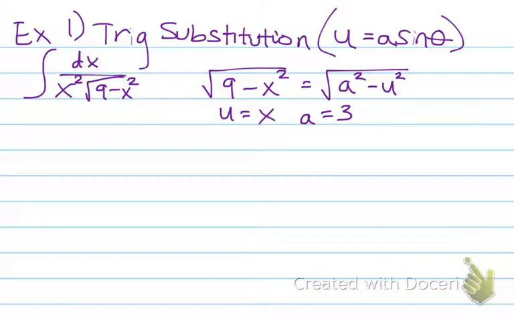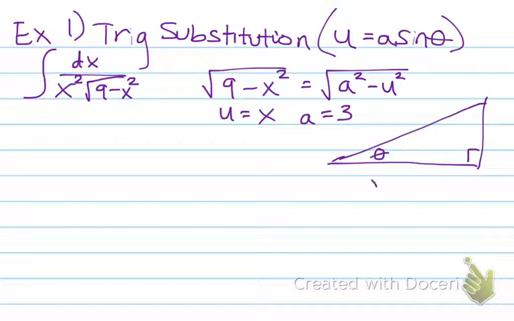So if we look at this in terms of the triangle, I'm going to draw a little right triangle right here. Remember, this one is the square root of 9 minus x squared. So I know that my square root of 9 minus x squared is one of my legs. So I'm going to make it this leg here. And then because the 9 comes first, so a is 3, that means that has to be my hypotenuse, which means this one over here is just my x.